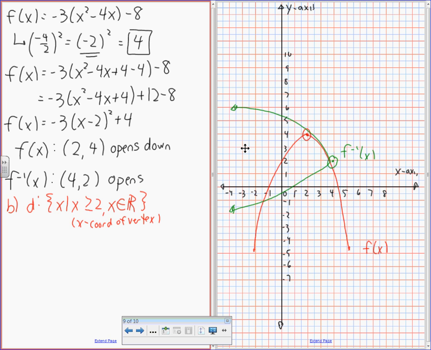Okay, so you see what he did there, right? That was the x coordinate of the vertex. Can I now have a brave soul named Grace tell me what the range of the red graph is, please? Y is less than or equal to 4. Great.